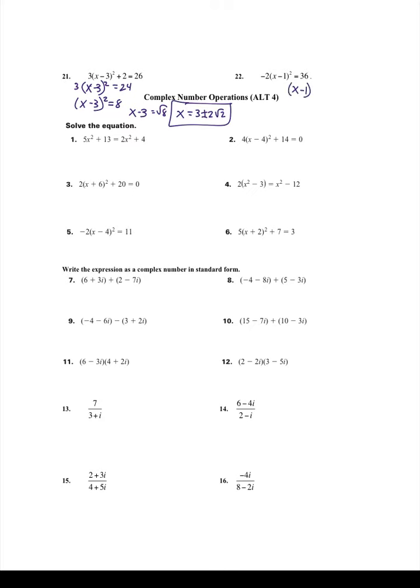This one, divide by negative 2, and we get x minus 1 squared equals negative 18. Take the square root, which will give us x minus 1 equals the square root of negative 18. We can reduce that to 1 plus or minus 3i times the square root of 2.